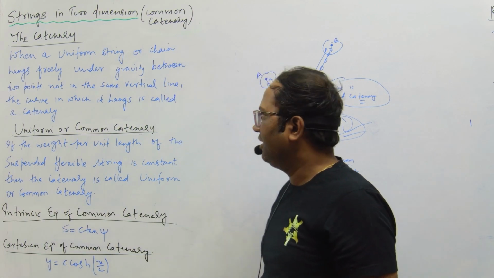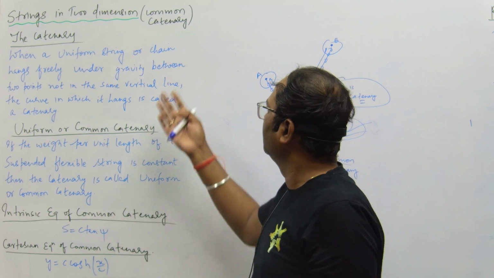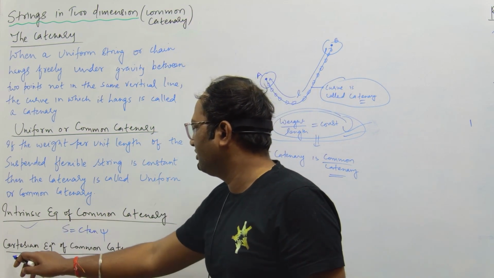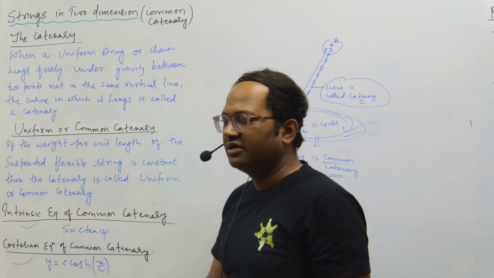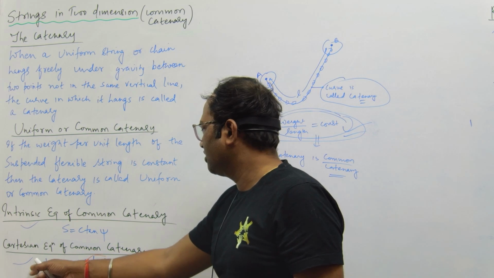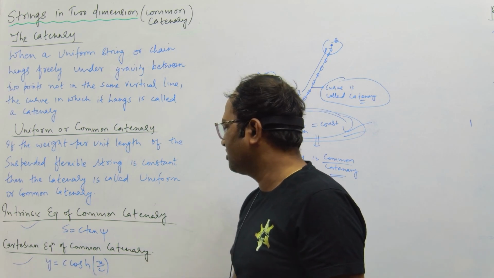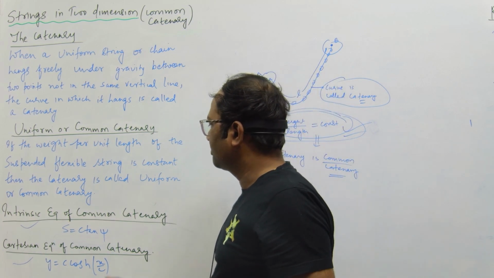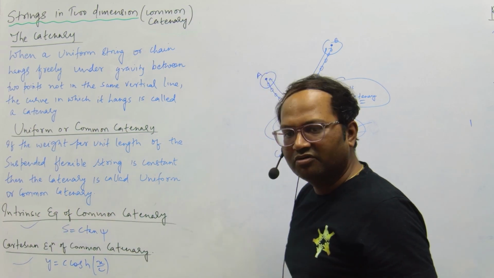We have 2 equations under this topic of common catenary. The first one is the intrinsic equation and the second one is the Cartesian equation. The intrinsic equation is s = c tan psi, and the Cartesian equation is y = c cosh(x/c). Let us prove this. Let us first prove the intrinsic equation of a common catenary.